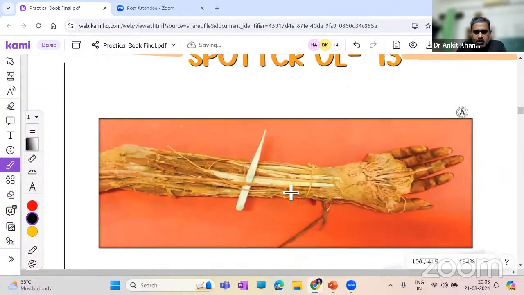Okay, one more spotter. What is this? Again, in the forearm region, we can see a forceps and some tissue. It looks like a continuation of the artery only. You look over here, it looks like an artery continuation, more laterally.